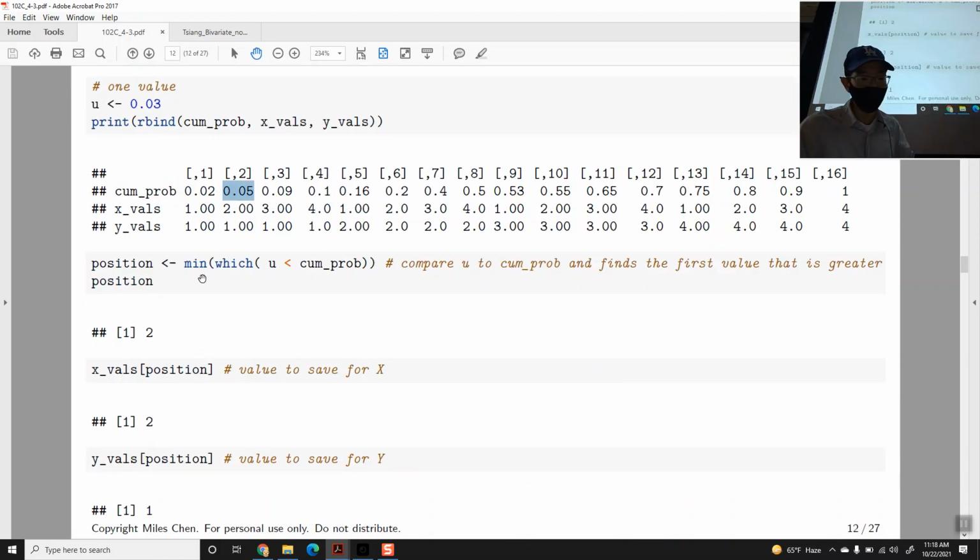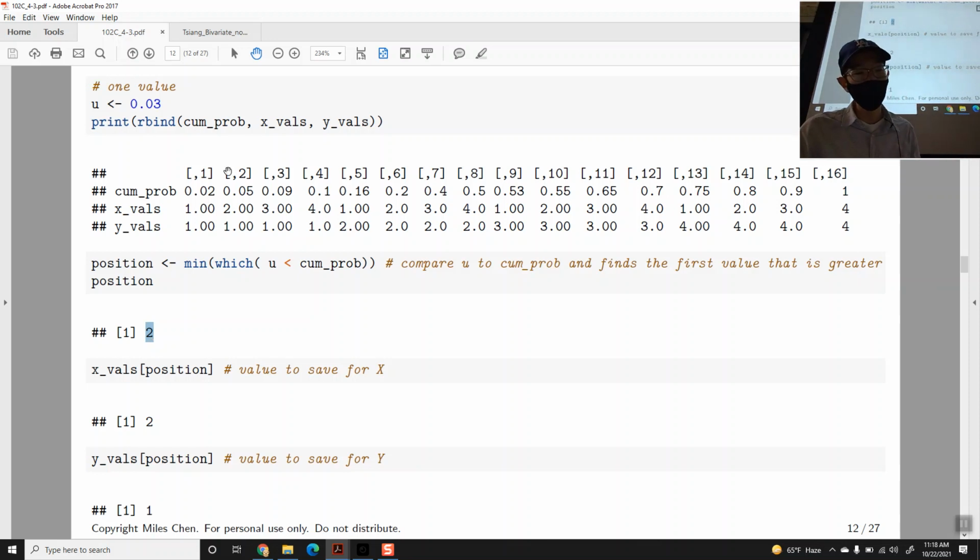So looking at this, again, we ask for which value of u is it true that u is less than the cumulative probability. The first value is false, right? Is u less than 0.02? That's false. Is u less than 0.05? That's true. So this part is false, true, true, true, true, true, which becomes the values 2 through 16, and we're going to take the minimum. The smallest value where this becomes true is 2. So our position is going to be 2.